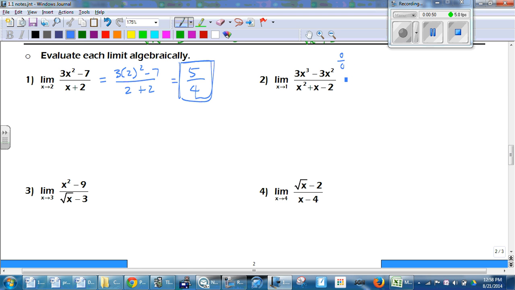If that happens, we're going to try one of those other techniques, and we'll find some other ones later. But for right now, we're going to see, should I factor this or multiply by the conjugate? There are no square roots here, so I'm going to go ahead and factor the top and the bottom.